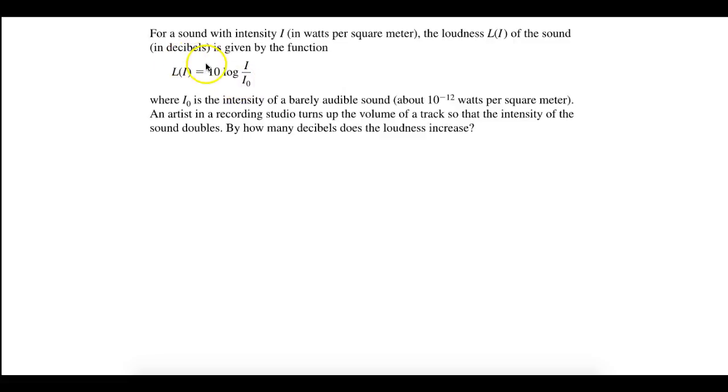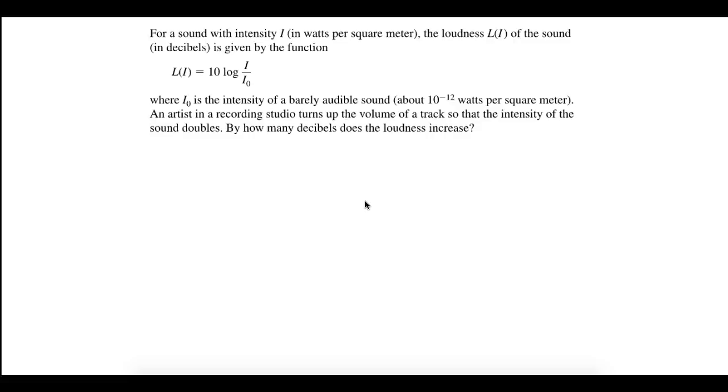Okay, so what this is saying is the loudness of a sound is just equal to 10 times the log of the ratio of the sound's intensity over the intensity of a barely audible sound. So again, we've got our function here, L, is telling us how loud something is, the sound, given I. So I is its intensity. So an artist in a recording studio turns up the volume of a track so that the intensity of the sound doubles. By how many decibels does the loudness increase?